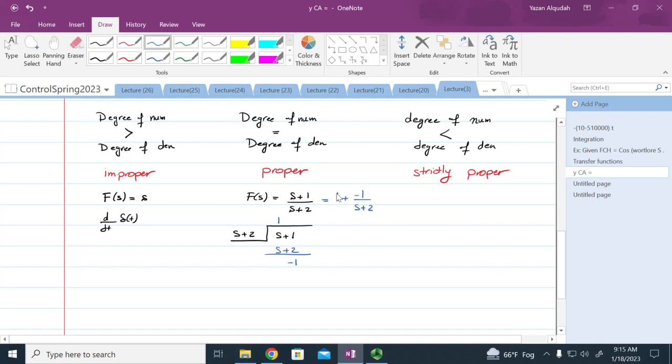Okay. And the third case, and we'll stop here, is when we have f of s where the degree of the polynomial of the numerator is less than that of the denominator. Okay, so we're going to assume when we do partial fraction expansion that we have a strictly proper transfer function. If it is improper, or if it is proper, we can divide to get a strictly proper one. Okay, I will stop here.